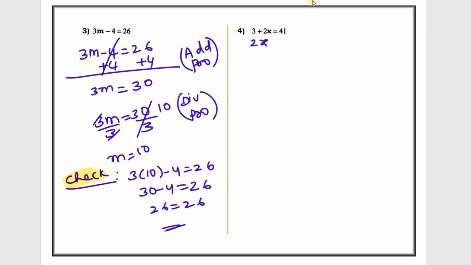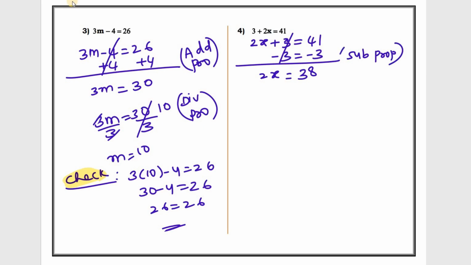So I'm just rearranging this. 2x plus 3 is equal to 41. We can rearrange the terms. So subtract 3 on both sides. So here 3 cancels out. 2x is equal to 41 minus 3 is 38. So here I used the subtraction property. So 2x is equal to 38.